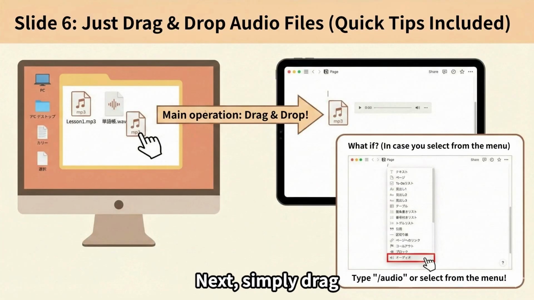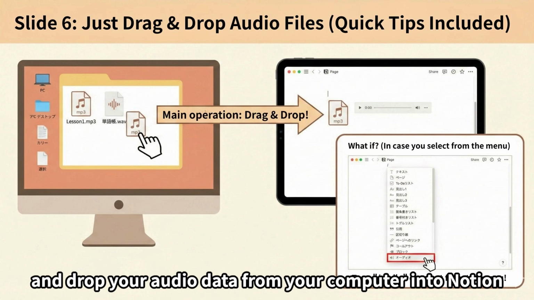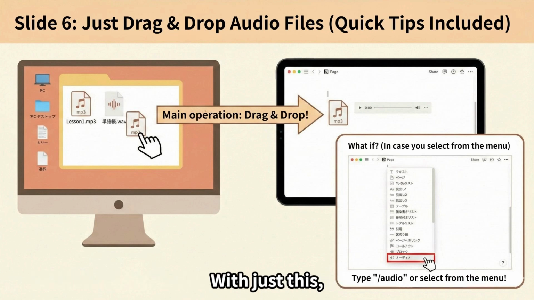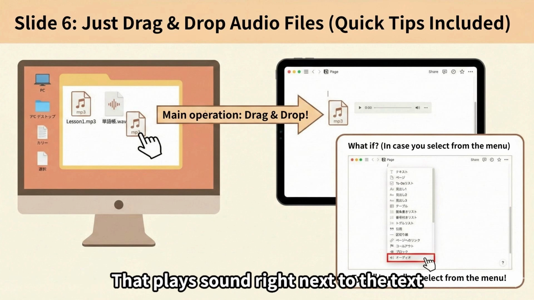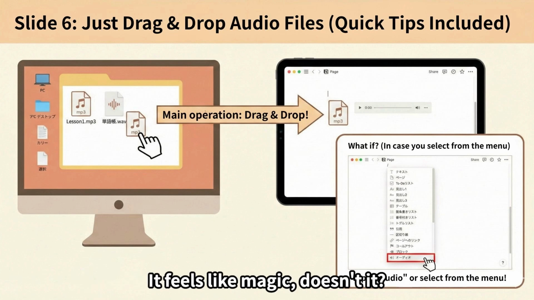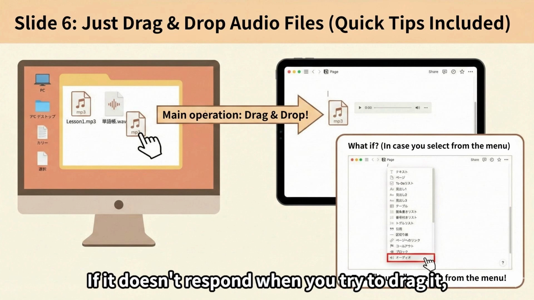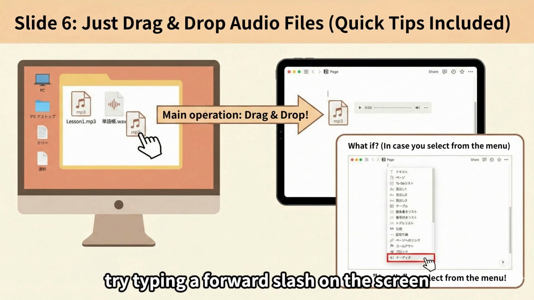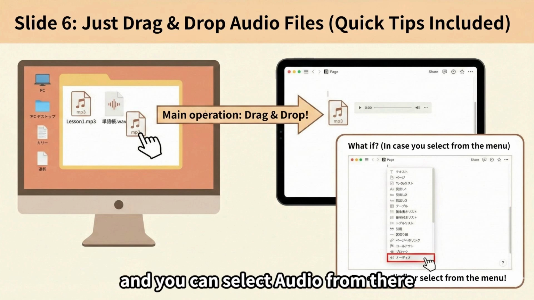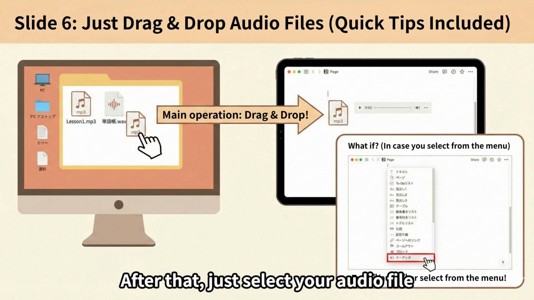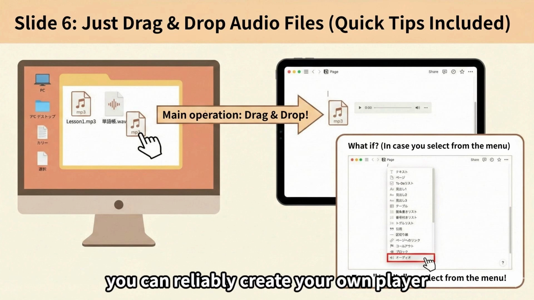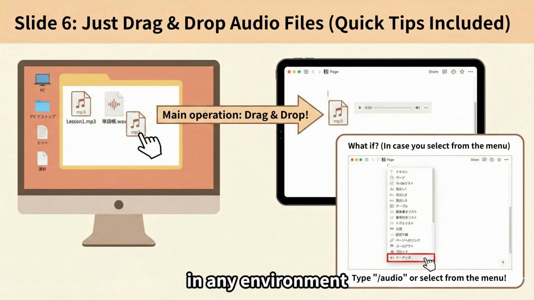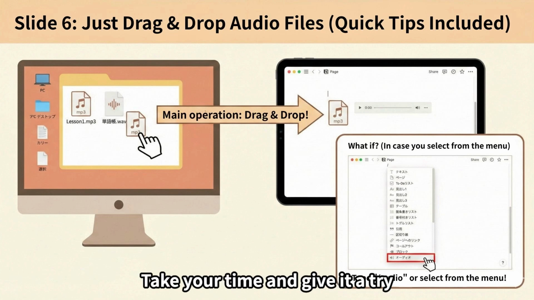Next, simply drag and drop your audio data from your computer into Notion. With just this, you've created your own personalized player that plays sound right next to the text. It feels like magic, doesn't it? If it doesn't respond when you try to drag it, try typing a forward slash on the screen. A menu will appear and you can select audio from there. After that, just select your audio file and upload it. With this method, you can reliably create your own player in any environment. Take your time and give it a try.